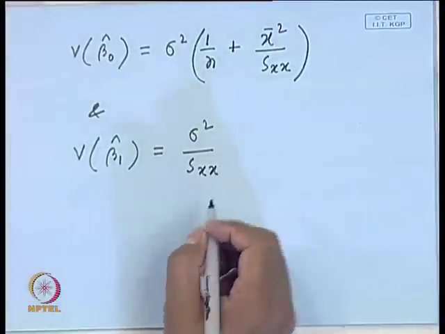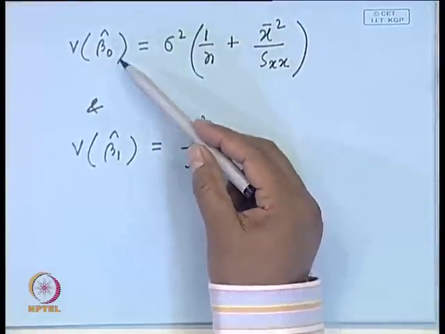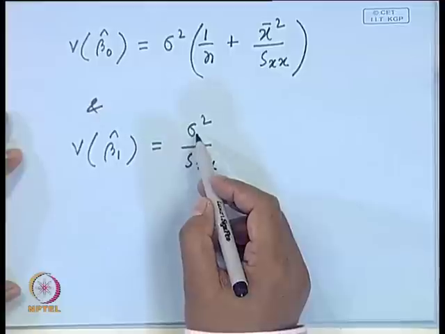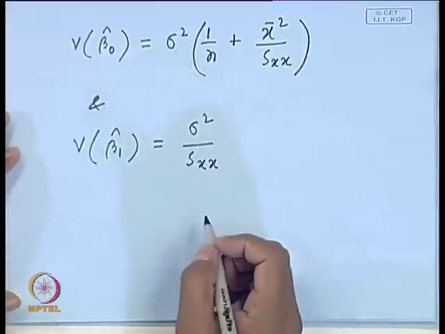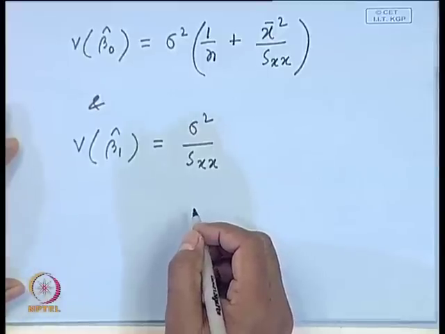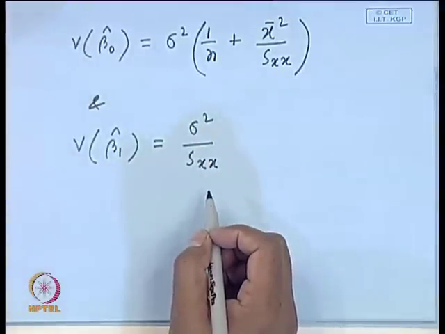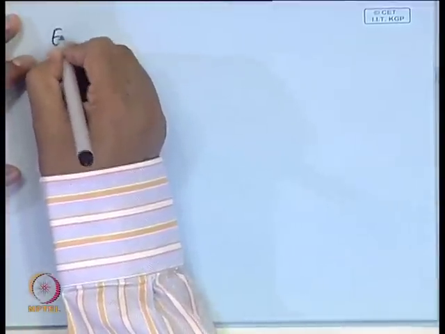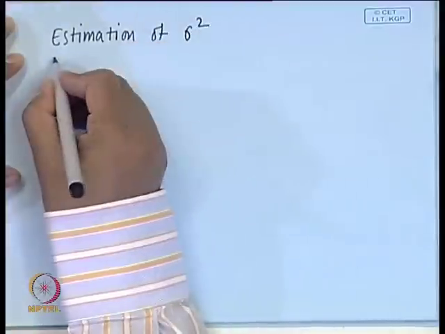So, now see, both the variance formulas, the variance for beta naught hat and beta 1 hat, both involve sigma square. But we do not know what is the value of sigma square. So, sigma square must be replaced by its estimator. So, we need to estimate the value of sigma square. So, next we talk about the estimation of sigma square, how to estimate sigma square.